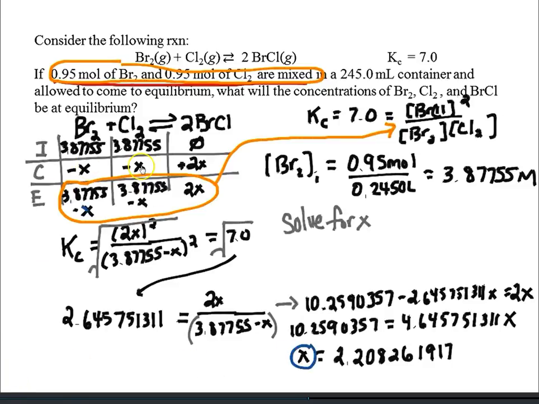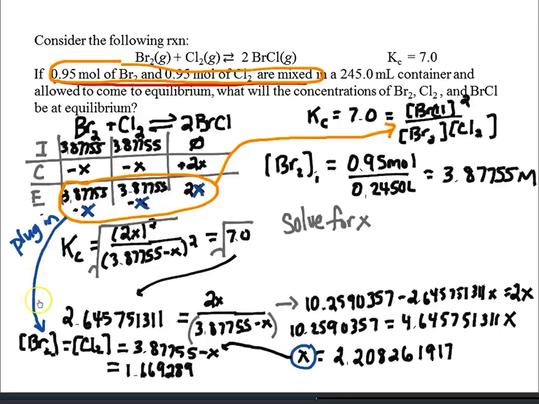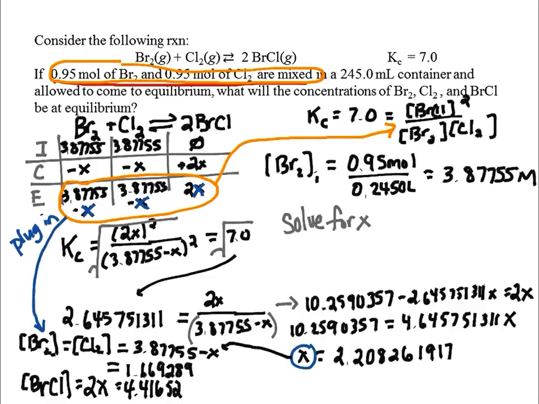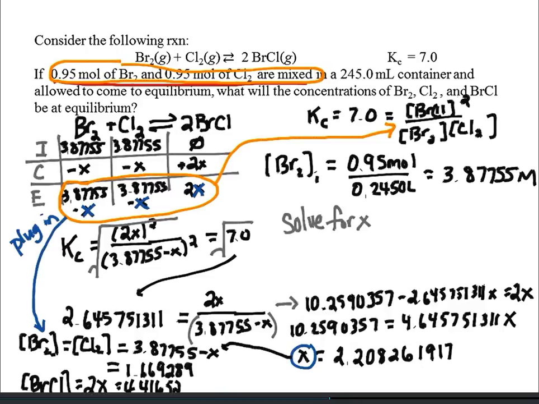So that value for x is, remember up here, the value for x that we used in the equilibrium in our ICE table. So we're going to plug that back in. Bromine and chlorine at equilibrium will be 3.87755 minus x, which gives us 1.669289. And then bromine monochloride is 2x, so 4.41652.